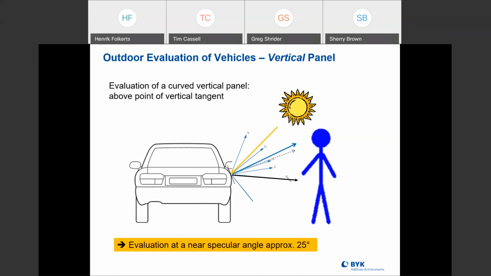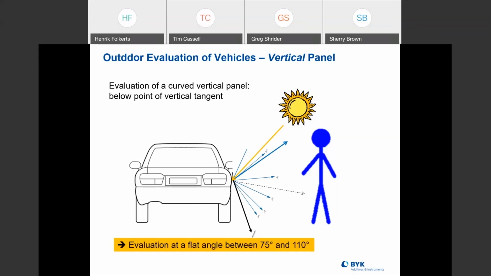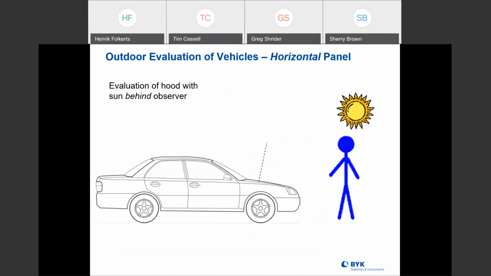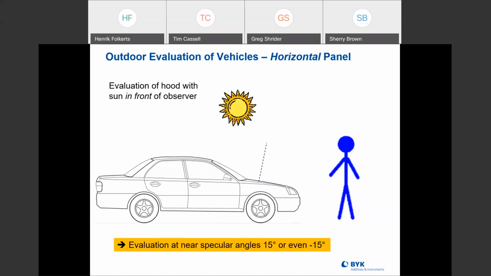And I know a lot of you guys have probably seen how the body's curved and sometimes everything doesn't line up correctly, but you just need to be aware of what angle you're looking at. And then if I look underneath the curve, I'm actually looking at the 75 or the 110. So it's just important that you're aware of these things. Also, on the horizontal surfaces, it's really important to note where the sun is. So if the sun's behind me, I'm looking at approximately the 75 or the 110 angle. And if the sun's in front of me, I'm looking at the 15 or even the minus 15. So this is important because when you're correlating it to your data, you want to make sure you know what angle to be looking at.